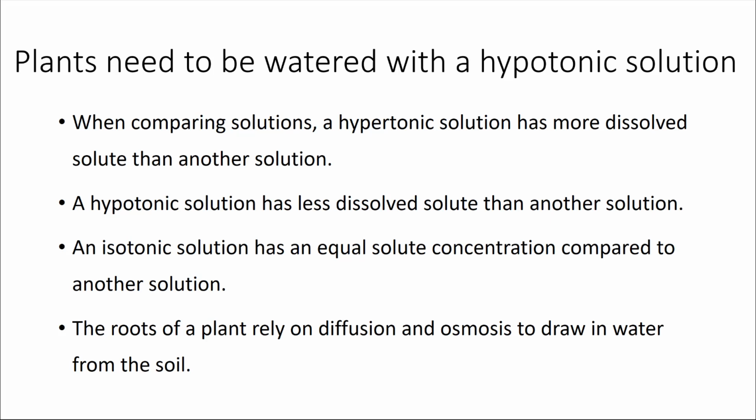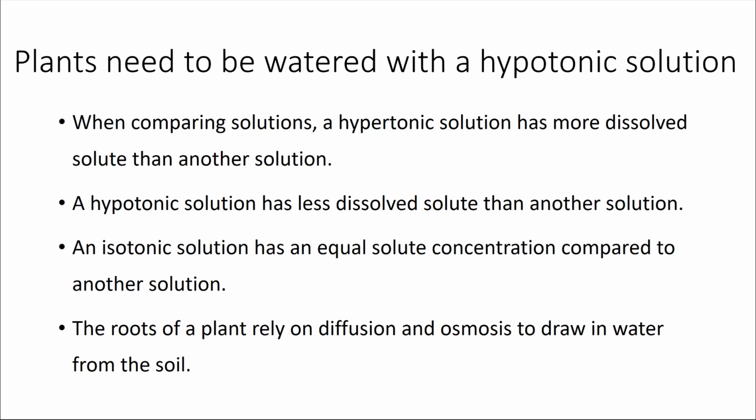When comparing solutions, a hypertonic solution has more dissolved solutes than another solution, whereas a hypotonic solution has less dissolved solutes than another solution. If 2 solutions are equal, we would say that they are isotonic. An isotonic solution has an equal solute concentration compared to another solution.